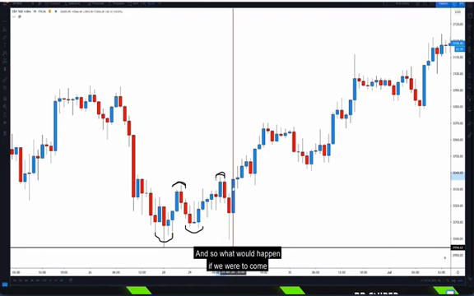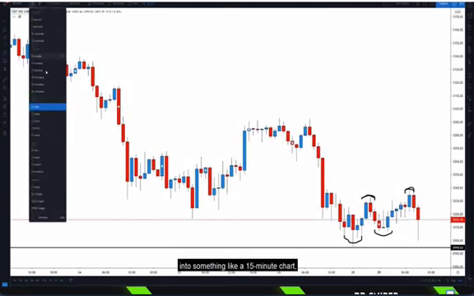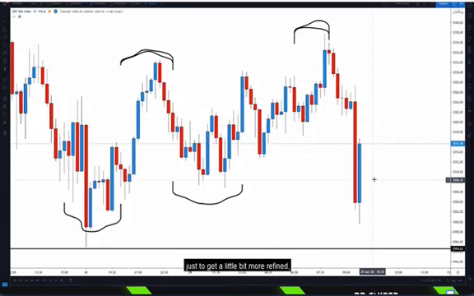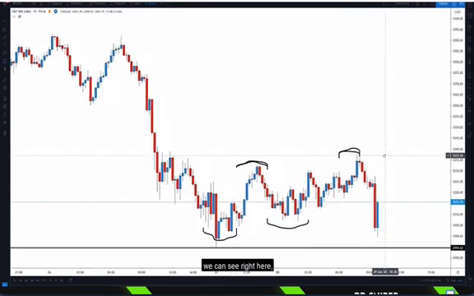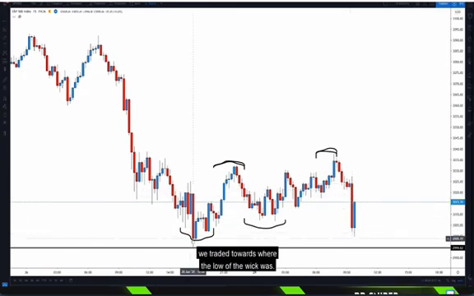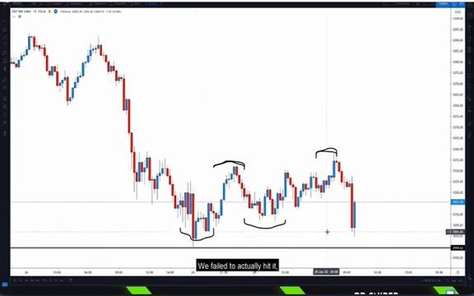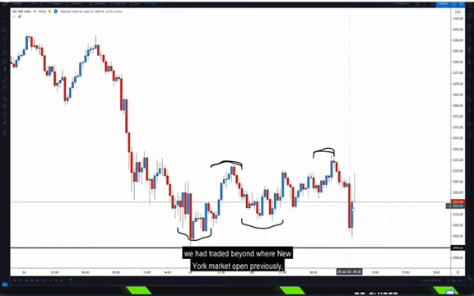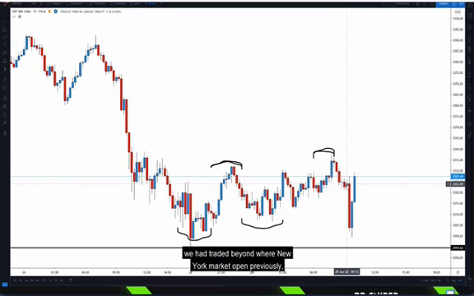And so what would happen if we were to come into something like a 15-minute chart just to get a little bit more refined? We can see right here, this was that New York market open candle. We pushed down, we traded towards where the low of the week was. We failed to actually hit it. And then we started to see some strength. And by the end of the hour, we had traded beyond where New York market opened previously.